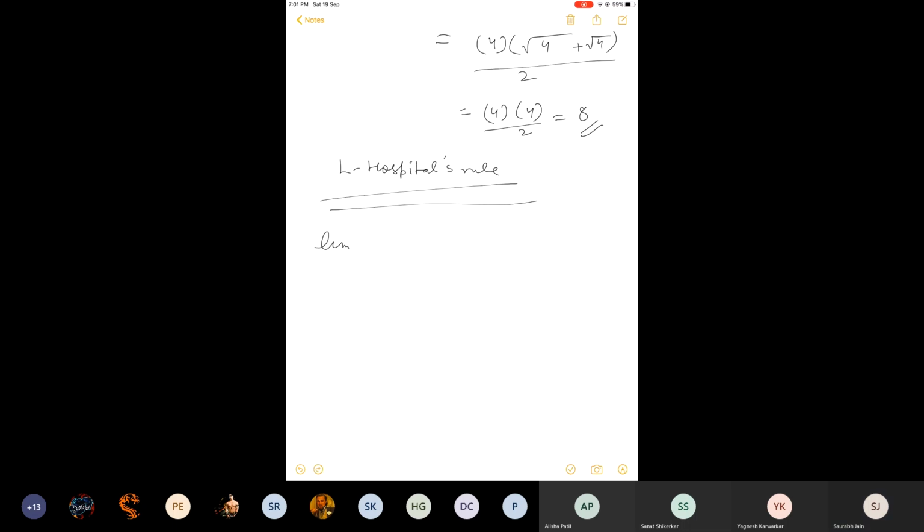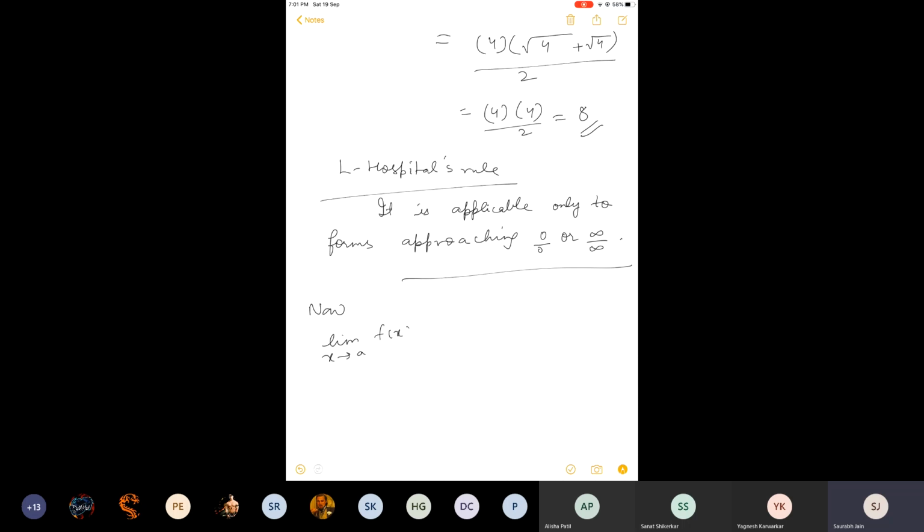First of all, it is applicable only to forms approaching 0 by 0 or infinity by infinity. First of all, this is important. And now, what is the result? How to use it? What is L'Hospital rule? It is something written in the form f(x) by g(x), where x is tending to a.